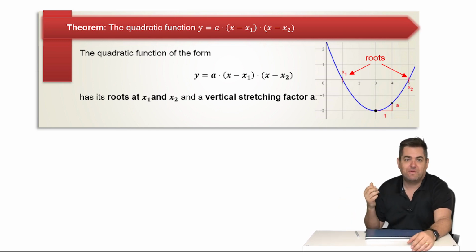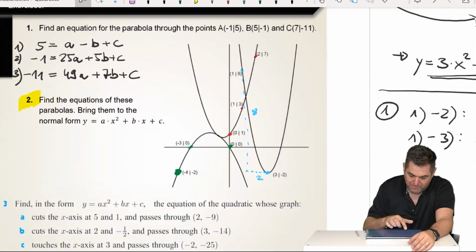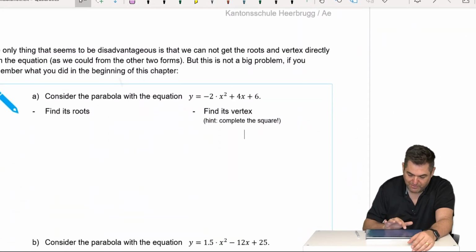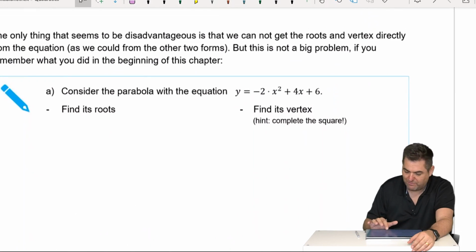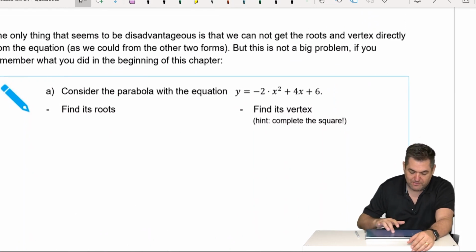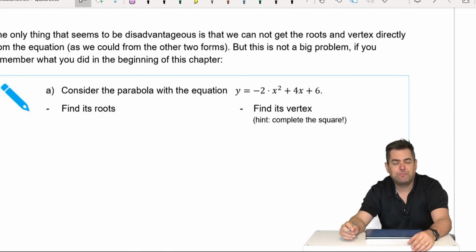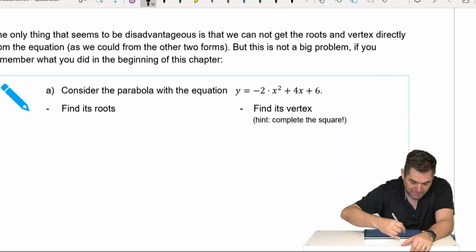And what I showed you last lesson was the general form of the parabola. I showed you how to get from one to the other. So here I showed you how to get from the vertex form to the general form, and here from the roots form to the general form. And now I want to show you how to get the roots and the vertex if you have the general form. Well, to get the roots, it's quite easy.